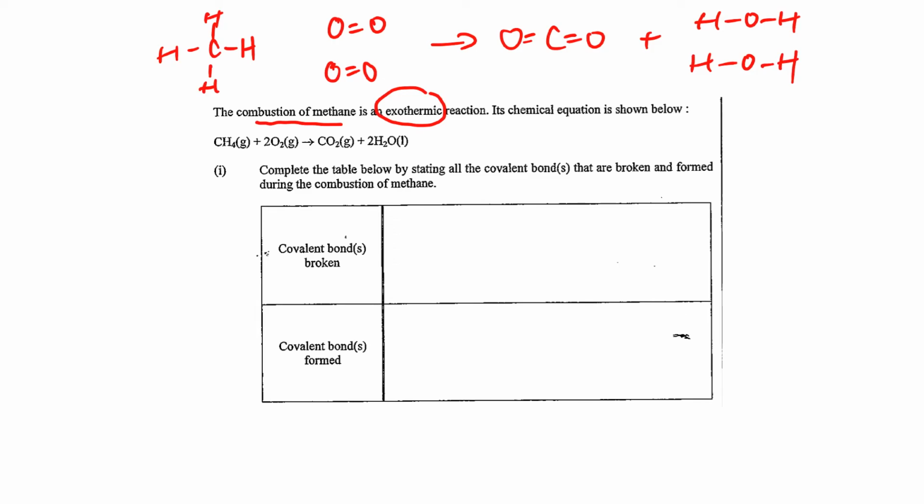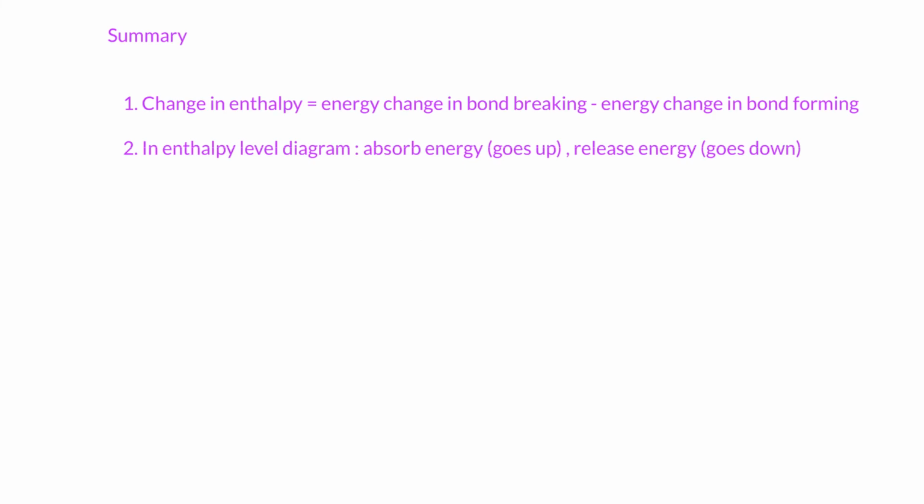For the bond breaking process, you have to break 4 C-H single bonds and 2 O=O double bonds. For covalent bond forming, you need to form 2 C=O covalent bonds and then 4 O-H single bonds. So that's it, not that difficult. You just need the concept.